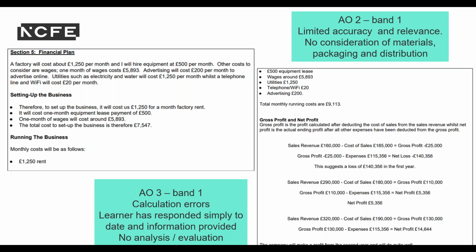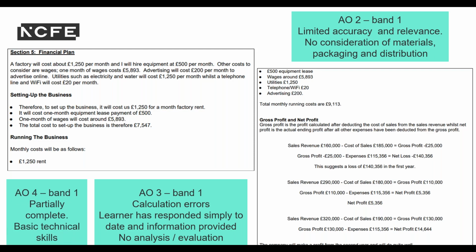When we look at assessment objective 3, this was also graded as a band 1. The learner has responded simply to the data in the project brief. So they've taken the information from the project brief and put that into their financial plan and haven't done any analysis with the data. The second year net profit should be recorded as a negative as sales do not exceed costs. So there are some calculation errors in the learner response.